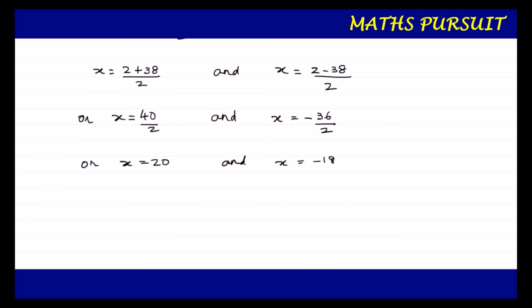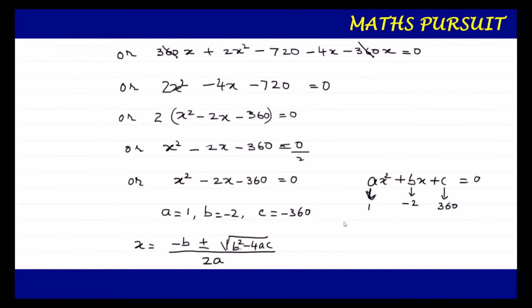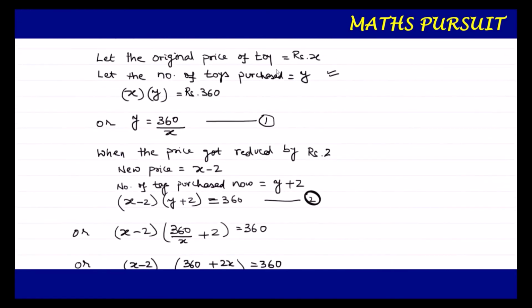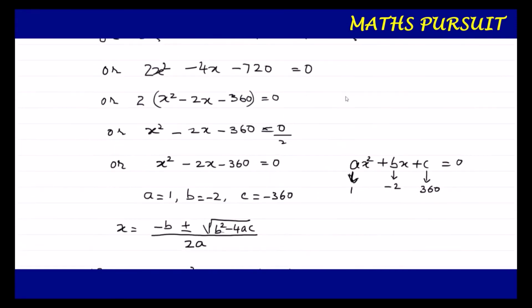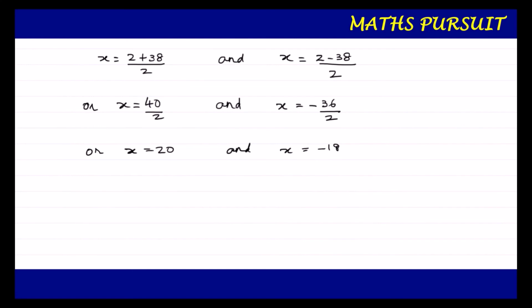But guys, what is x? x is what we assumed to be the price of the toy. If you look here, initially what we did, we just assumed let the original price of the toy be rupees x. That is what we assumed. So that means the value of x that we are getting is the original price of the toy. But one thing you can notice, we got one as x is equal to 20 and the other one as x is equal to minus 18.